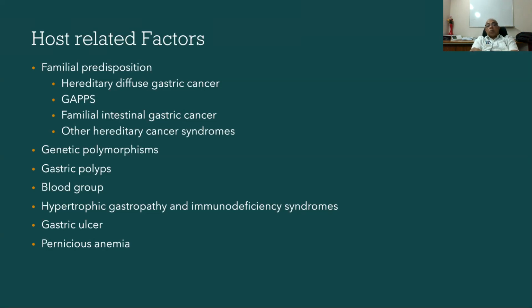Several genetic polymorphisms are noted to be associated with gastric cancer. Certain blood groups, for example, if you were O positive, then you seem to have an increased incidence of gastric ulcers and cancers in that group of people. Why that is, we don't know. Hypertrophic gastropathy and immunodeficiency syndromes are also associated with increased malignancy. Gastric ulcers, pernicious anemia is another thing that we all know about.